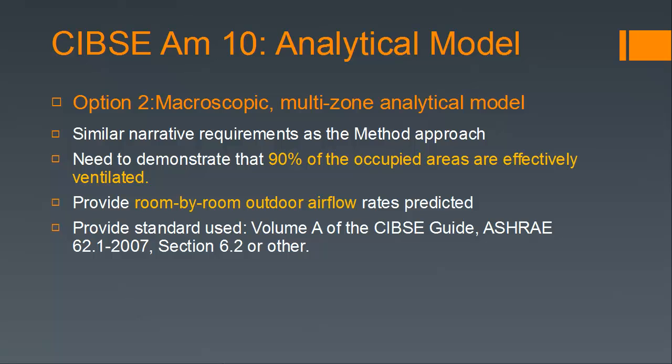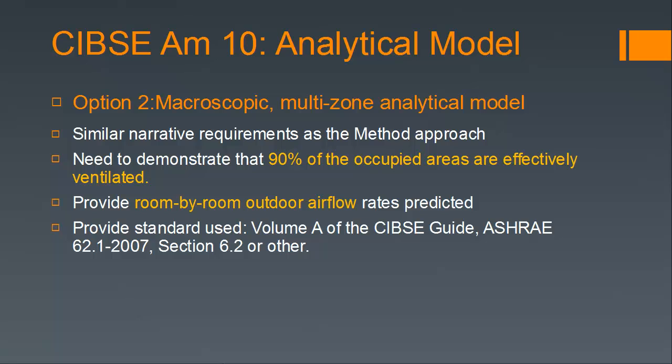CIBSE AM10's analytical model is Option 2, including the macroscopic multi-zone analytical model. Remember, that standard is the macroscopic multi-zone analytical model. Similar narrative requirements as a method approach, except you need to demonstrate that 90% of the occupied areas are effectively ventilated and provide a room-by-room outdoor airflow rate as predicted by this standard. And this standard is Volume A of the CIBSE Guide, ASHRAE 62.1, Section 6.2.